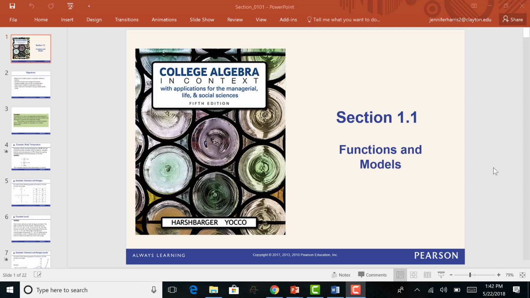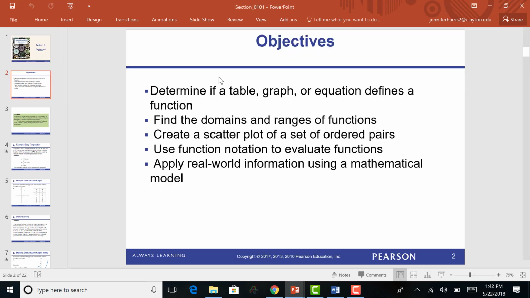Okay, as you can see, it's got the text there so we can see what our text looks like. All right, here's what we're going to cover today in this class, at least this first section. We're going to determine what a function is and how to look at it in its different formats.